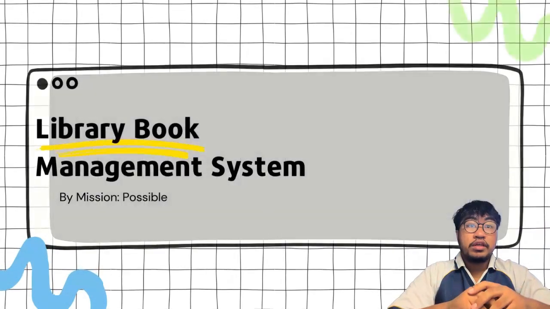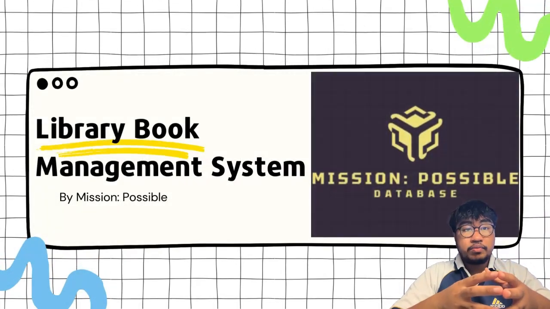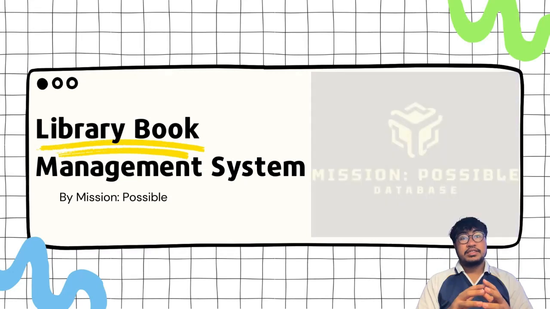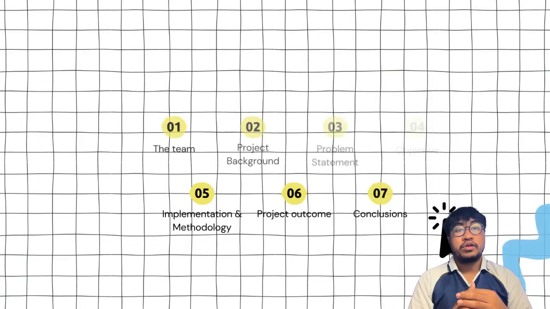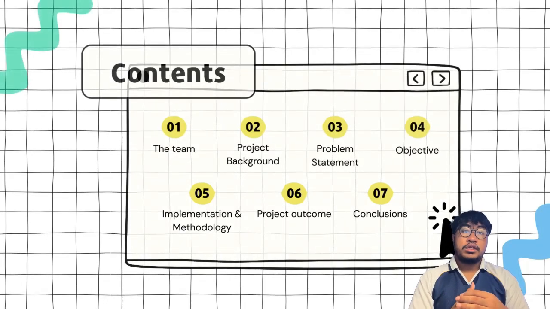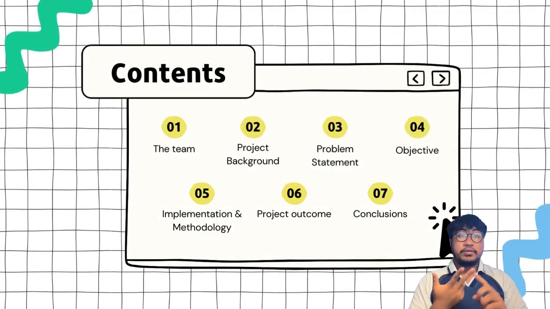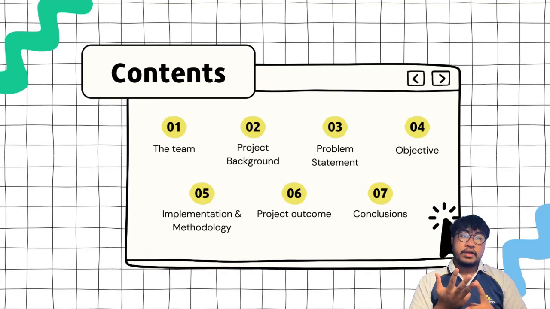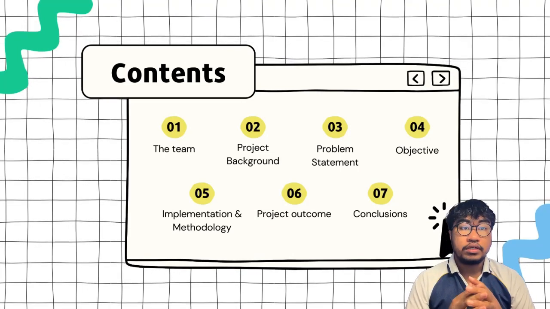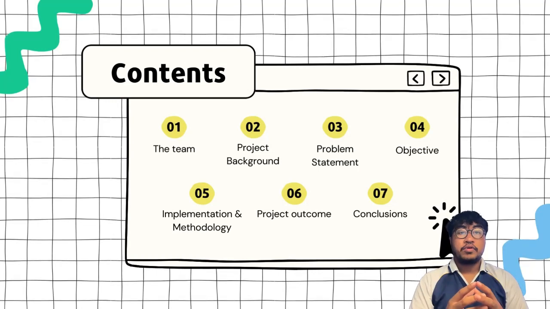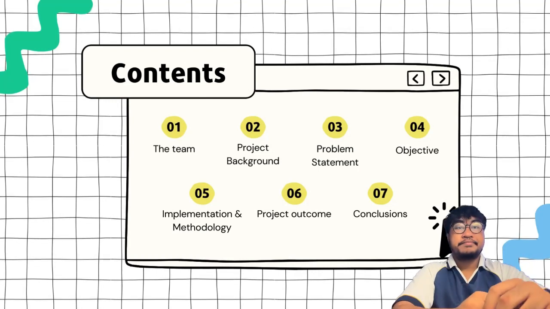Hello guys, today we're gonna present our database project, which is named Library Book Management System. What we're gonna present today is, first, we're gonna introduce our team; second, our project background; third, problem statement; fourth, our objective; fifth, our implementation and methodology; sixth, our project outcome; and lastly, our conclusion about this project. So first, we're going to talk about our project background.